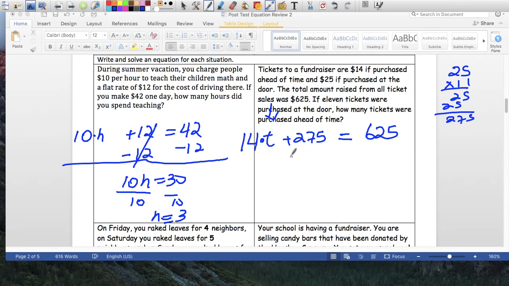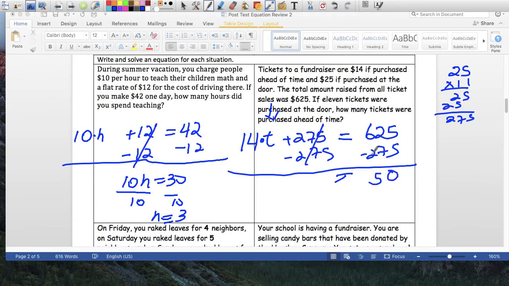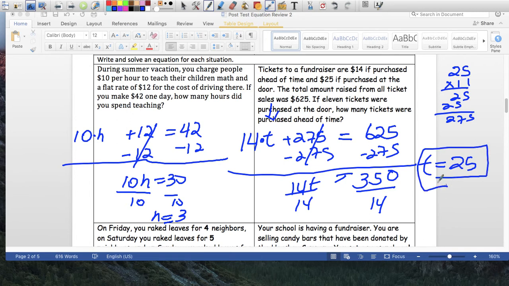Okay, so again, minus 275, minus 275. And these two cross out. That's a 0. 12 minus 5 is 7, and 6 minus 2 is 4... so we get 350. We have 14t. Divide both sides by 14. I have no idea. Alexa, what's 350 divided by 14? And t equals 25. So 25 people bought their tickets at $14 ahead of time.